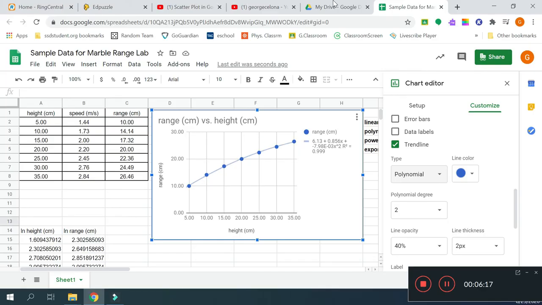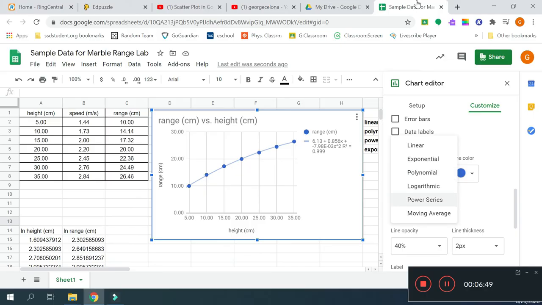If you can imagine, this graph probably goes up, and then the trend line peaks somewhere, and then it comes back down. But think about what we did, range versus height, as an experiment. There's no way that data comes back down. If you kept going up in height on the ramp, it's not going to suddenly start going less and less far. That makes no sense. So even though a polynomial fits the data really well, it doesn't make physical sense to be a polynomial function.